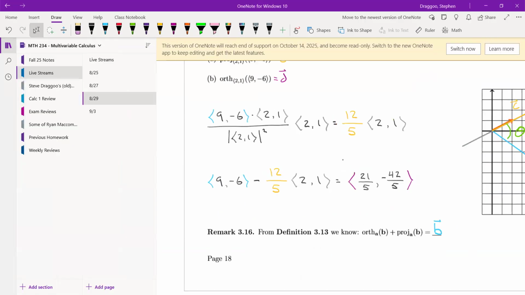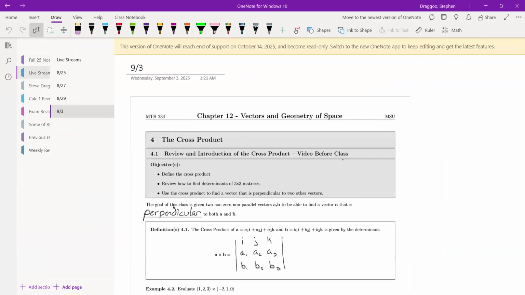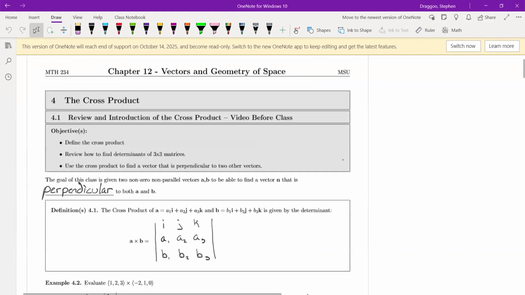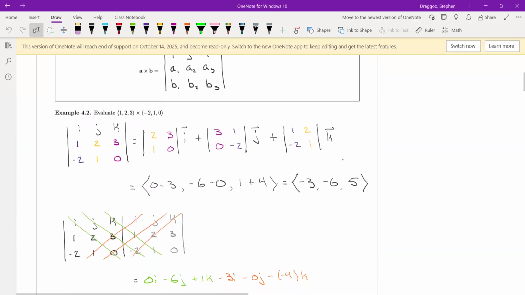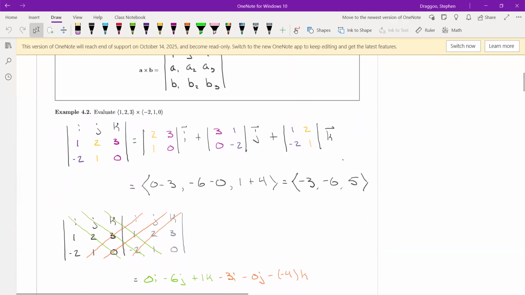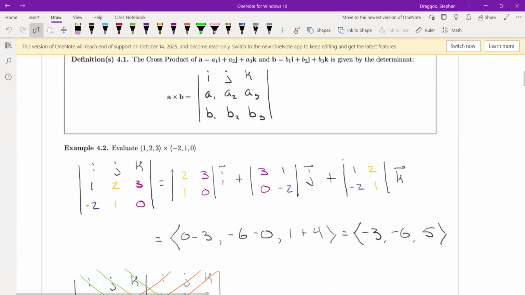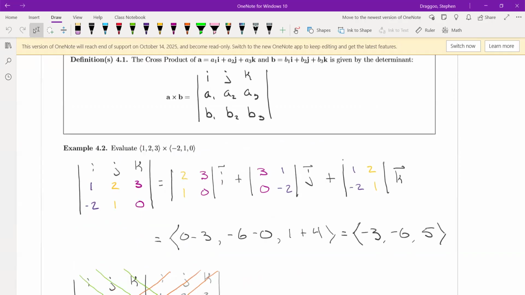All right, cool. So that's a quick 5 minutes there. Now let's start the cross product. The cross product is another way of multiplying two vectors together. This time, instead of just multiplying them straight down the line, we're going to do these fancy crosses through the product.